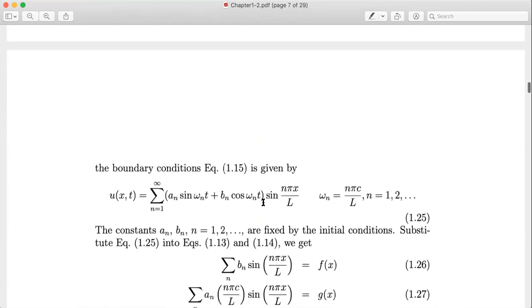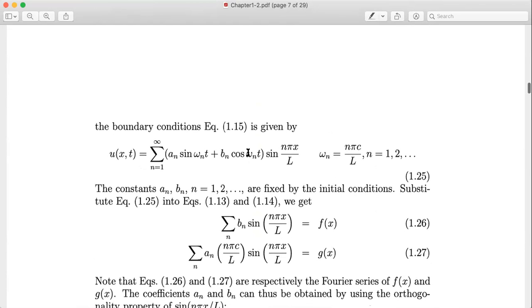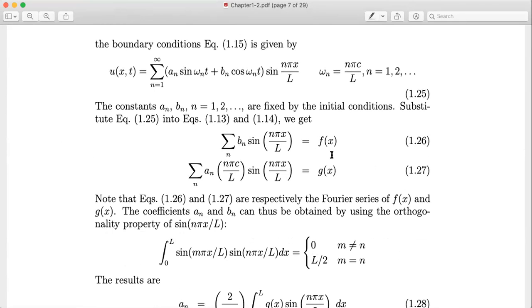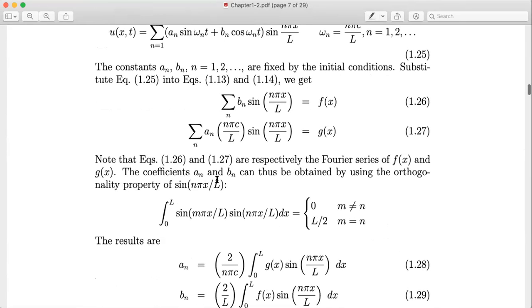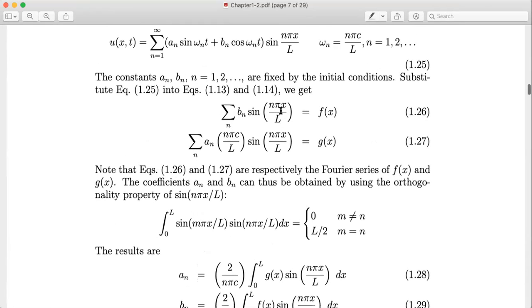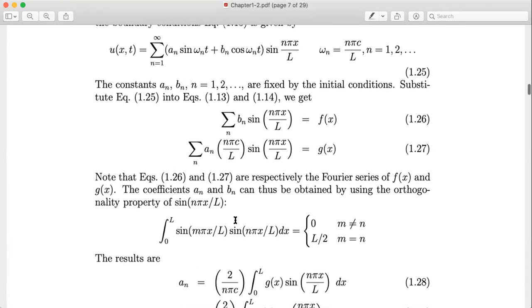Okay, so we are done with this. But then the general solution will be a linear combination of all these normal modes of vibration. And there are two sets of constants, this An and Bn, and they are fixed by the initial conditions, as you know. So we make use of, in this case, the sine function being orthogonal, so we can easily get the coefficients.